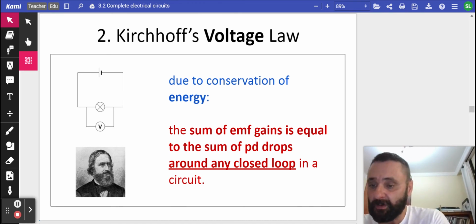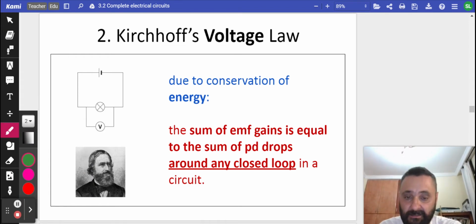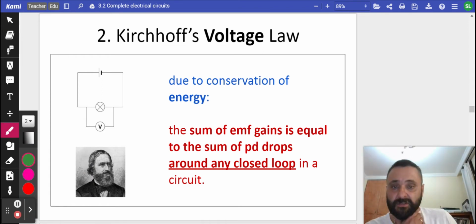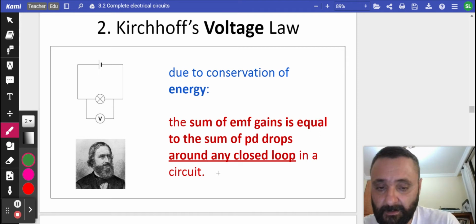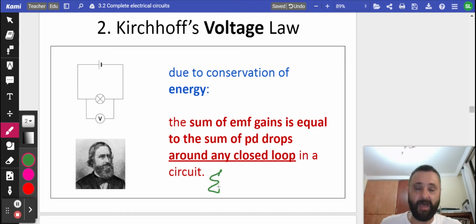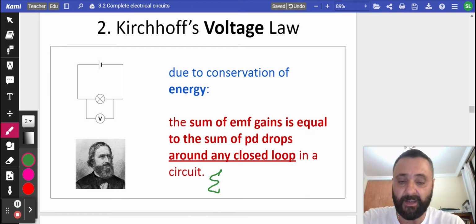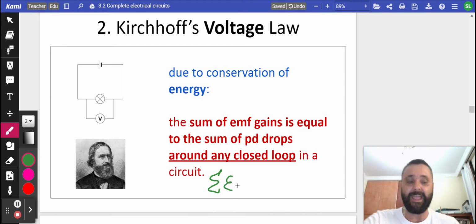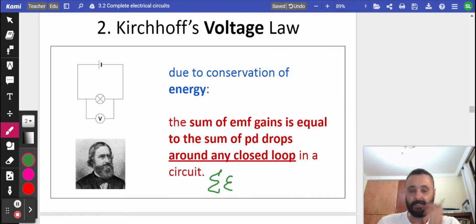If you have a look at the textbook, which I hope you regularly are after each lesson, you'll see that Kirchhoff's voltage law actually has an equation, which is useful rather than remembering the full text. And the equation is sigma, which we know from maths is sum, so the sum of. Now the symbol for EMF in physics is a curly E, like that. I think it might be epsilon, a Greek letter.